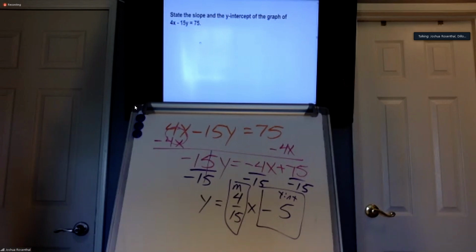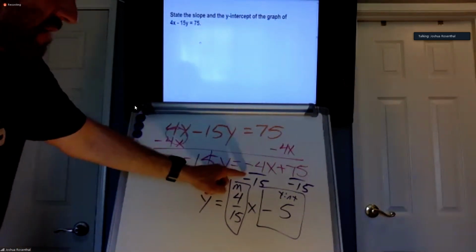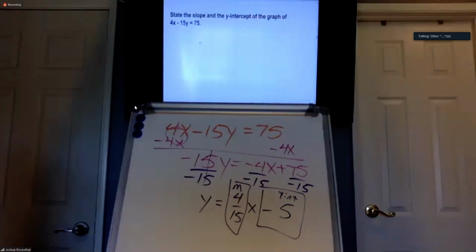Where did the negative go? In the slope. Negative divided by a negative. Oh. Questions? Okay, come along.